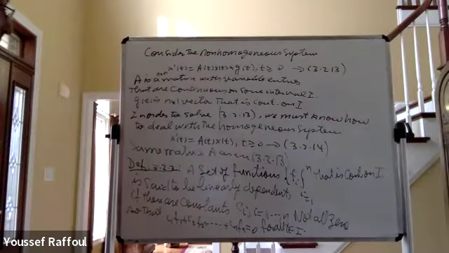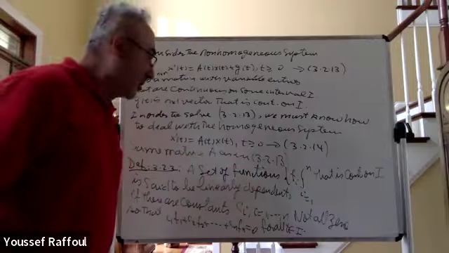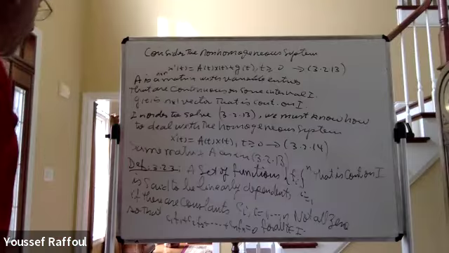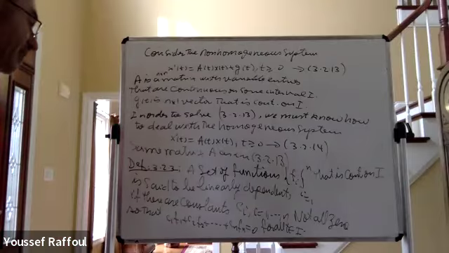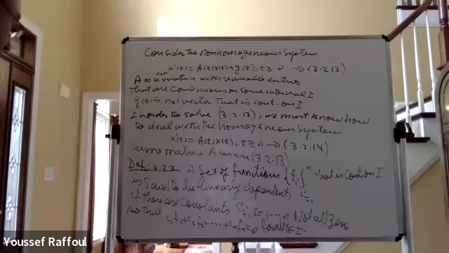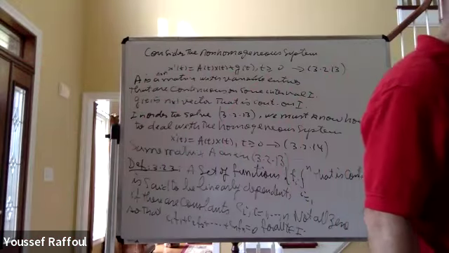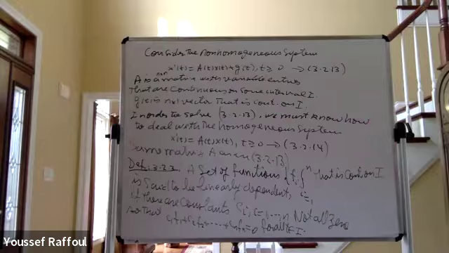Okay, let me read it again. A set of functions f_i, i equal 1 to n, that is continuous on an interval I is said to be linearly dependent if there are constants c_i, i equal 1 to n, not all 0, so that c1 f1 plus c2 f2 plus cn fn equals 0 for all t in I. Okay? Any questions?